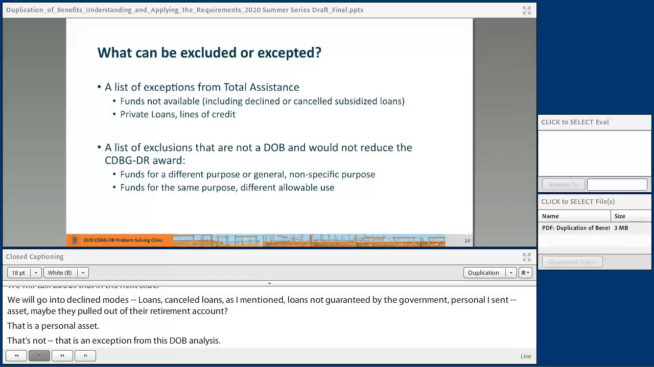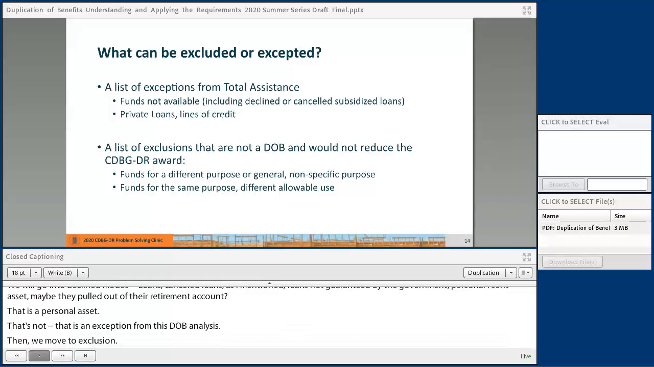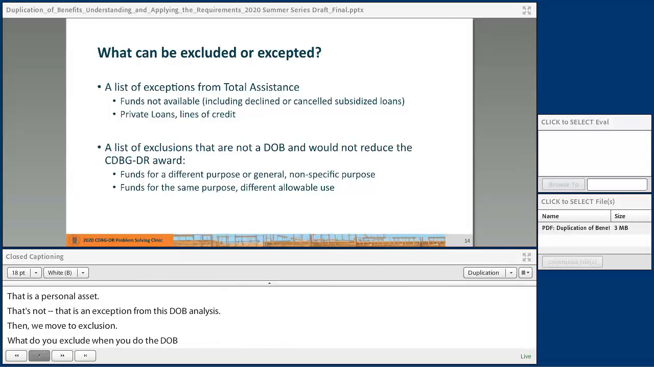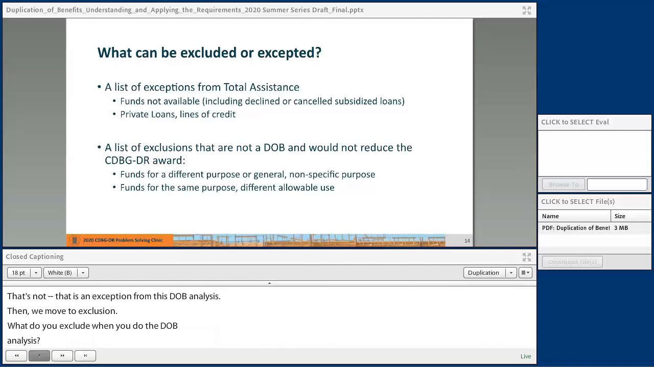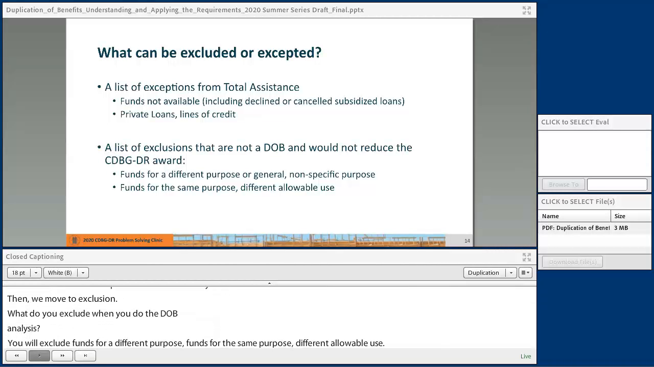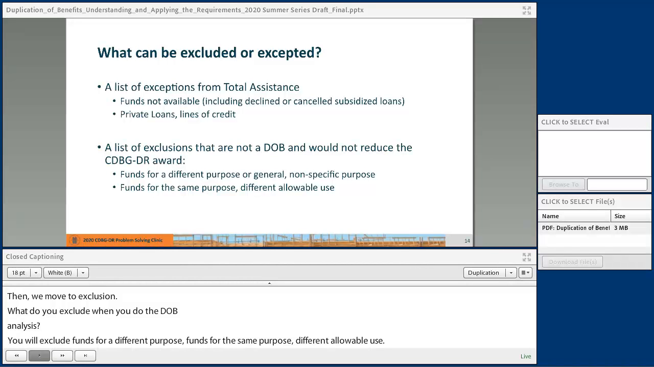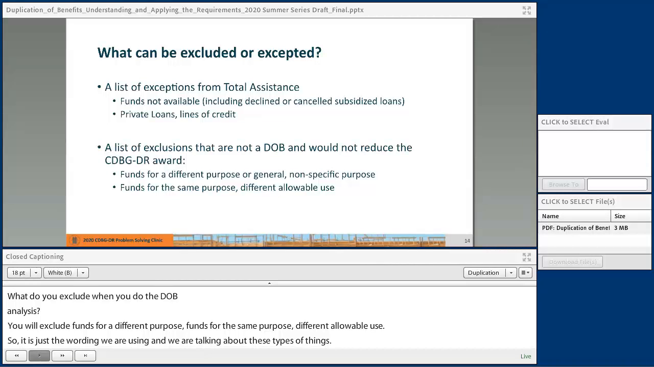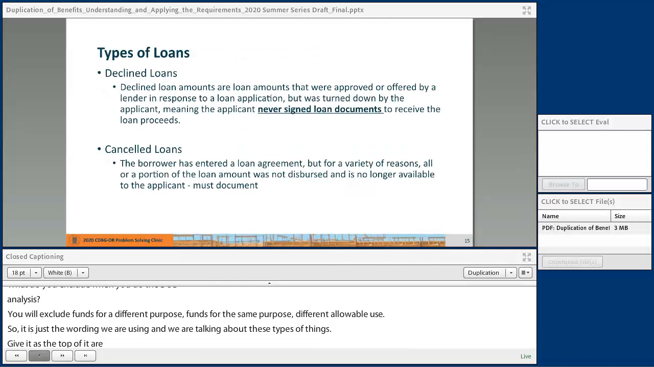You're going to exclude, as I just mentioned, funds for a different purpose, and then funds for the same purpose, different allowable use. So it's just the wording that we're using when we're talking about these types of things. Just think about it as the top bucket are exceptions and the bottom bucket are exclusions. And that just helps when you're doing the math and walking through examples. You just want to listen for those words when Carrie's talking about her examples too.